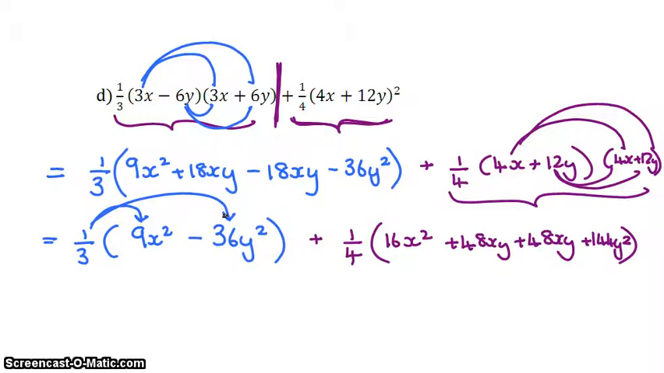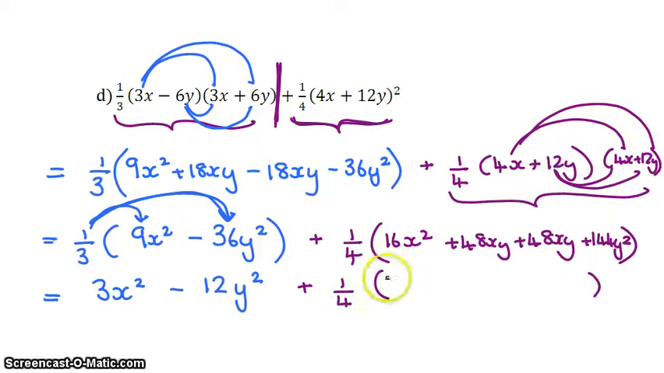If you don't like your fractions, you're more than welcome to use a calculator. There's nothing wrong with you saying a third times 9 on your calculator. I know a third times 9 is 3, but you're welcome to use your calculator. And I know that a third of 36 is negative 12, so minus 12y squared. Use your calculator, please.